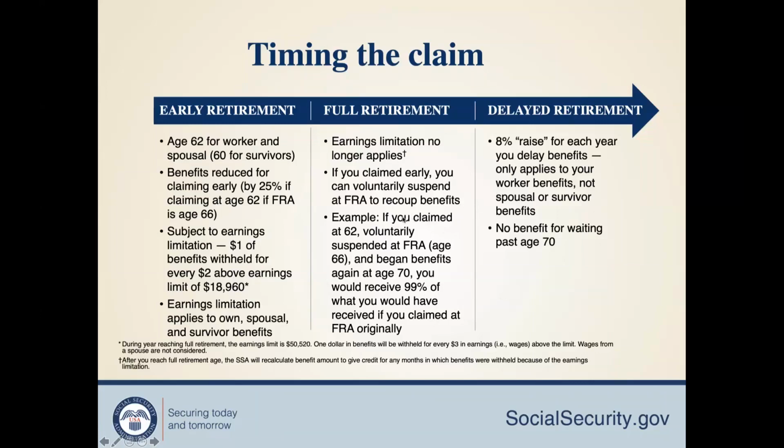And then beyond 66 or 67, which is the FRA, delayed retirement has some benefits. Every year they raise the PIA amount by 8%. It is an 8% raise for each year you delay benefits. It only applies to your worker benefits, not spousal or survivor benefits. This is important, because waiting until 70 only increases your own benefit.